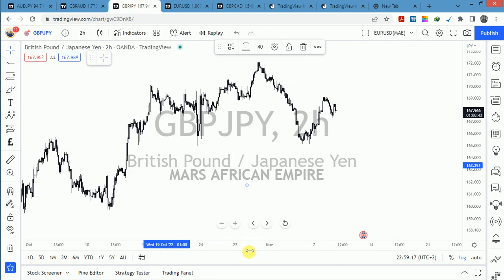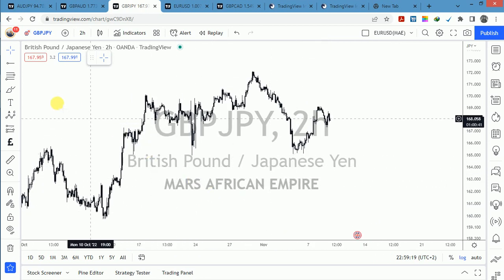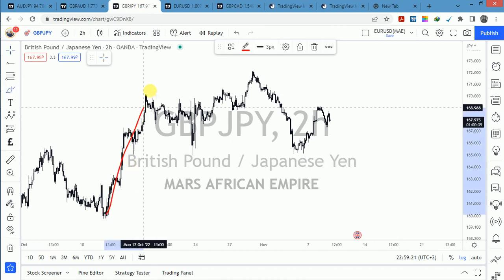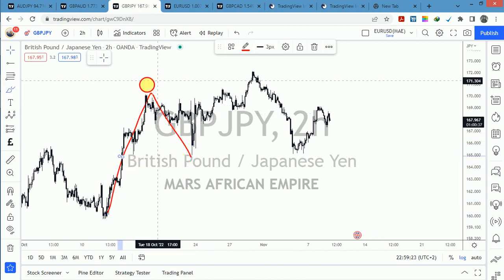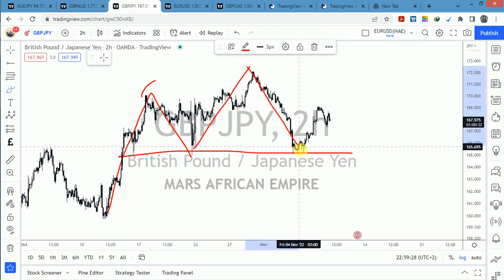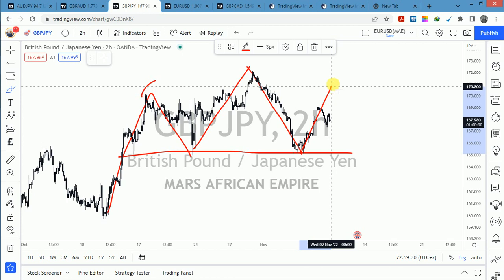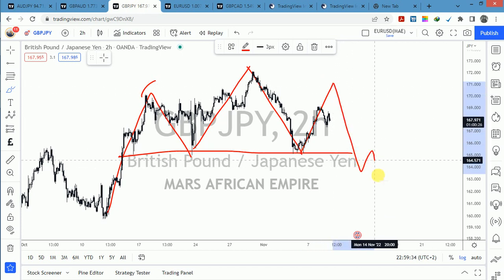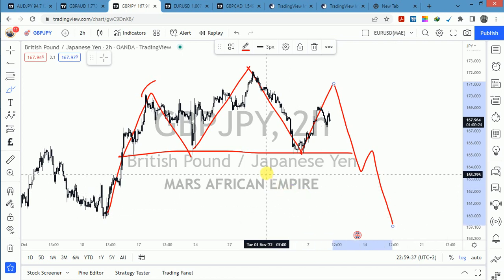What is happening on GBPJPY? Okay, I can see for those who are trading patterns, this is your first rejection, second rejection, that is your neckline, and then that is your head, the neckline retest, and then we are now hoping to create another shoulder retest neckline and then continue to go down. That is a head and shoulders.